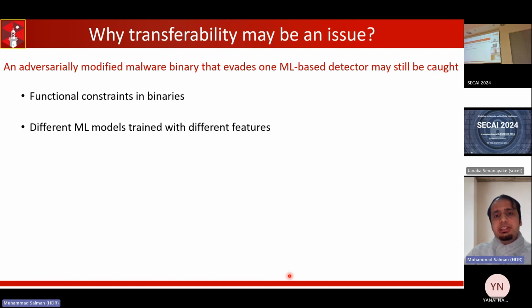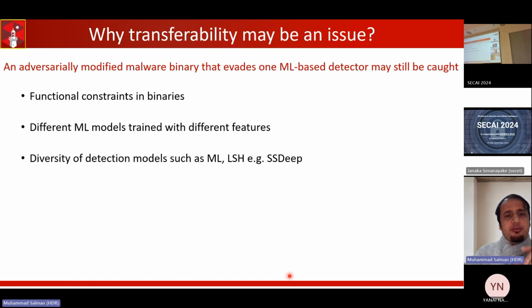You cannot change every function in a binary. Thirdly, different machine learning models are trained with different features. So let's say if an adversary successfully evades one model, that generated adversarial binary might not be able to bypass the other models due to the different feature space or the architecture. Fourth, there is a diversity of detection models in the real world, as we show in the VirusTotal example. There are different machine learning based techniques. There are cryptographic hashes. There are locality sensitive hashing techniques like SSD.